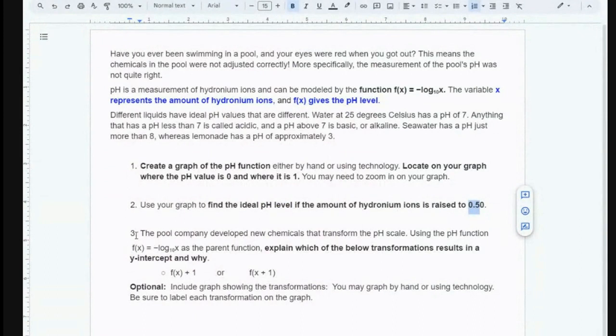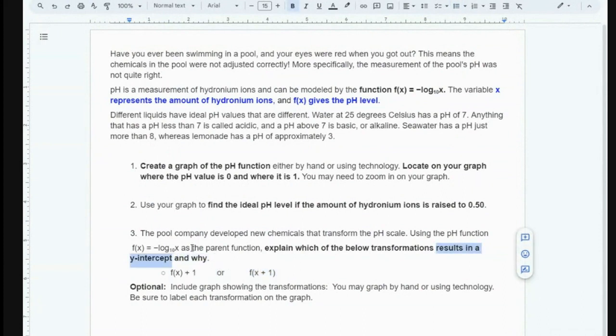Then your third problem, the pool company developed new chemicals that transform the pH scale. Using the pH function, here's the same function. Notice that's the same one. Explain below which transformation results in a y-intercept and why. Do you put a +1 at the end of the equation, or put a +1 in the parentheses with the x? Which one of those, and I just emphasized that for like 2 or 3 minutes. That was most of what I emphasized. Which one of those results in a y-intercept?